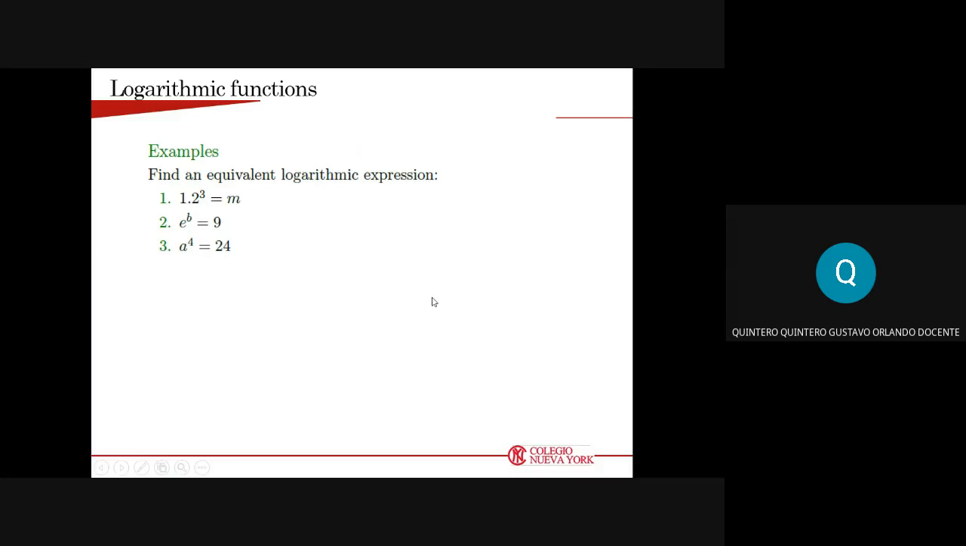All right. That being said, the solutions, right? So the first one is 3 equals logarithm to the base 1.2 of m, right? We did this already.